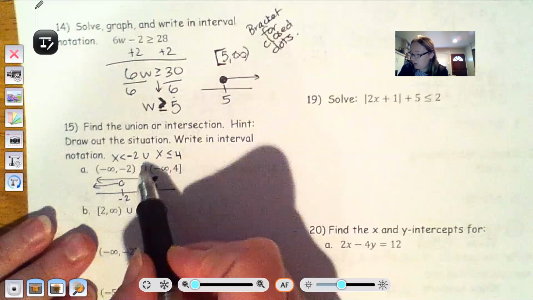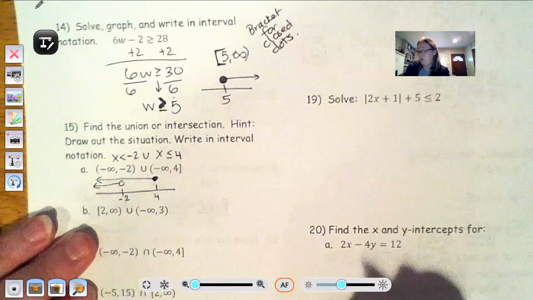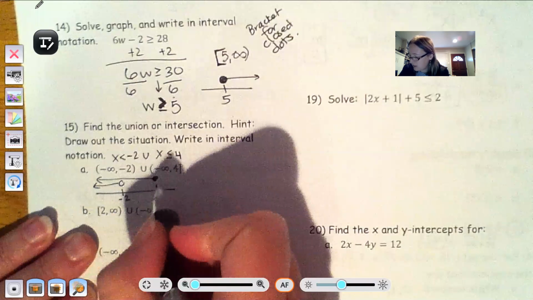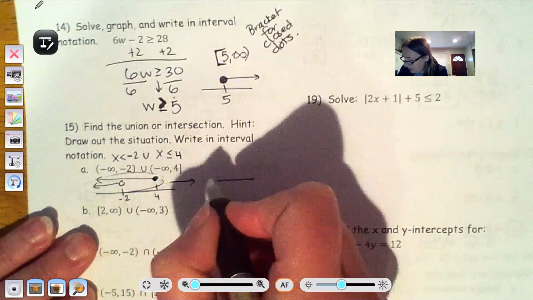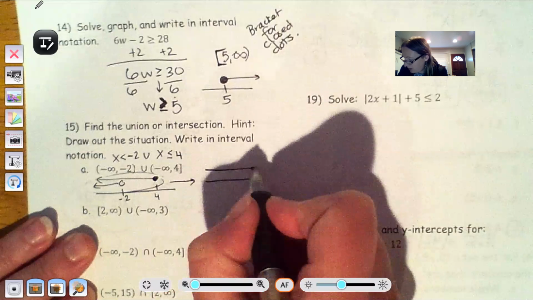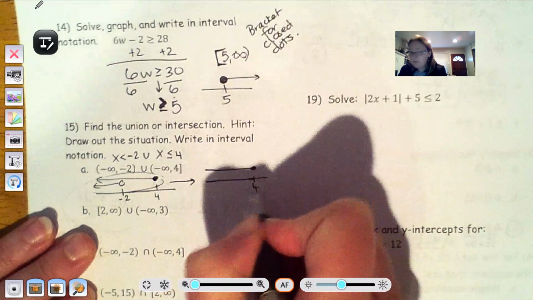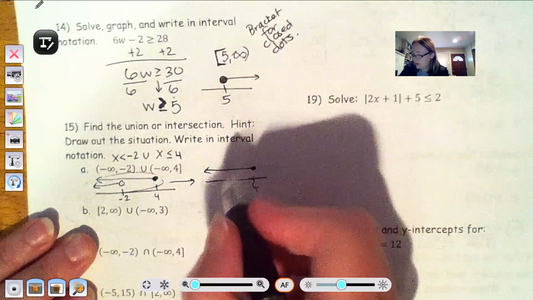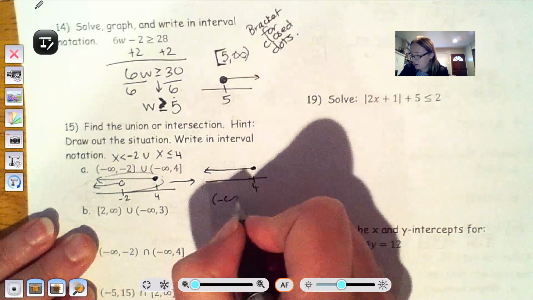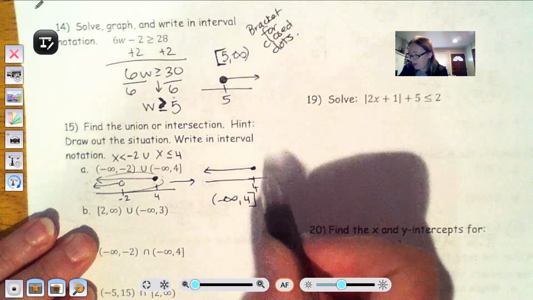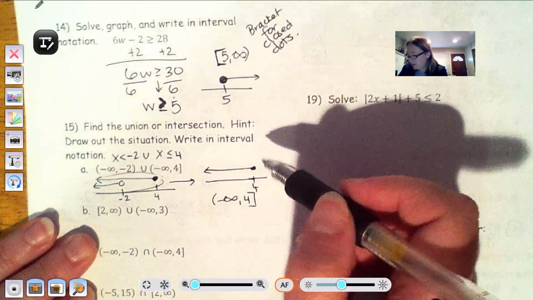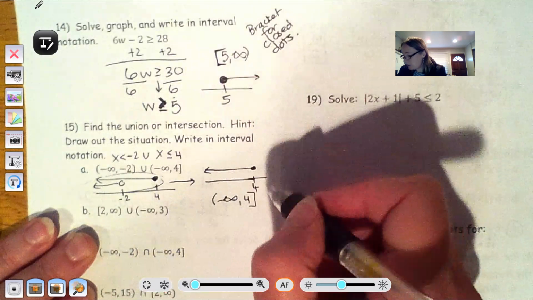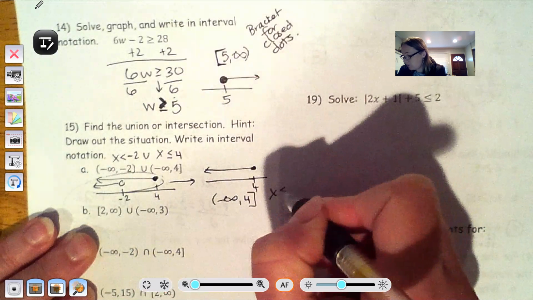So now I'm going to look at the union. And the union is where you unite them. You combine these two graphs, and when I combine those two graphs, I end up with everything until the 4 being graphed. And so if I were answering this with interval notation, I do that with a graph like that. And if I wanted to give the solution to this as an inequality, I would just say x is less than or equal to 4.